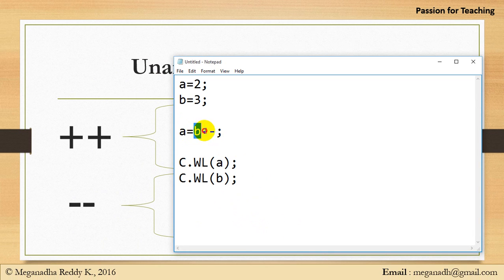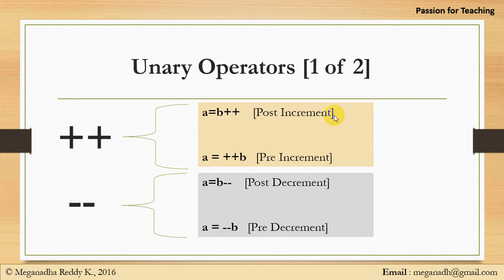Okay, now the last one is --b, and this is again straightforward. This is actually pre-decrement, and here a value and b value both will be the same, and that will be 2. First the value of b will be reduced, so 3 will become 2, and then this will be assigned to a, so both will be 2 here. Okay, so this is about unary operators. So we have post increment, pre-increment, post decrement, and pre-decrement. Hope it's very clear now.